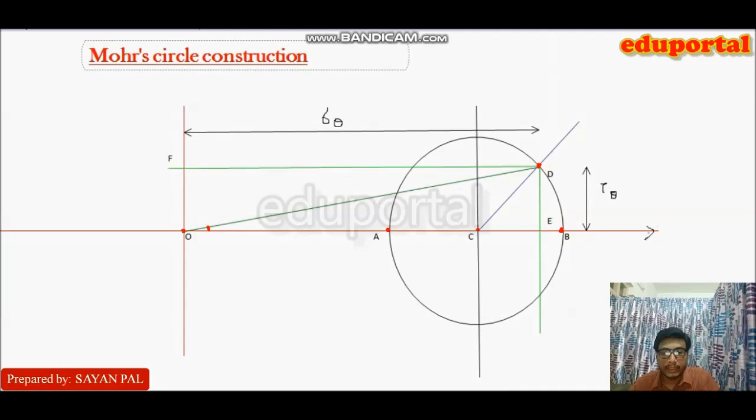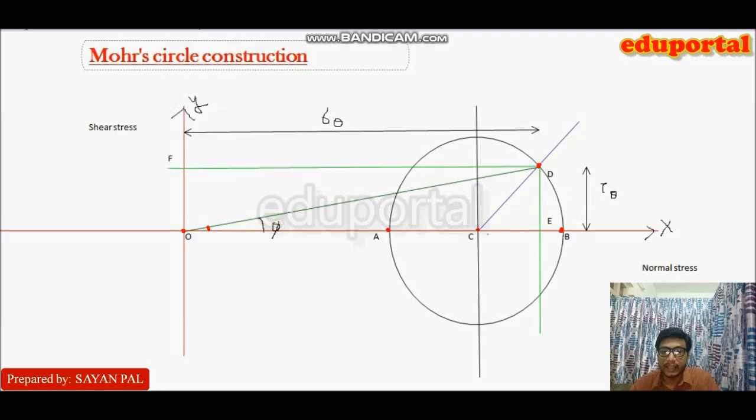Sigma theta is the normal stress on the plane which makes an angle theta with the vertical plane, and tau theta is the shear stress on the plane which makes an angle theta with the vertical plane. This is the x-axis, this is the y-axis. The x-axis denotes the normal stress, and the y-axis denotes the shear stress.